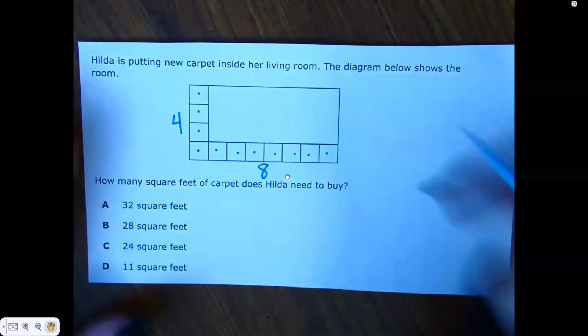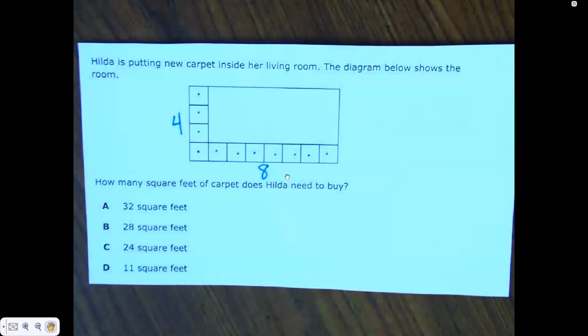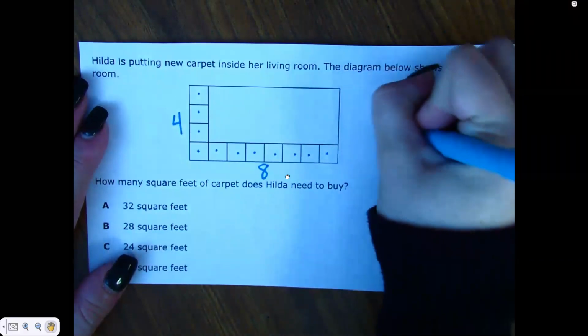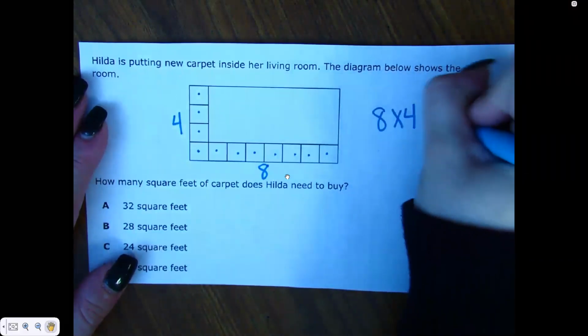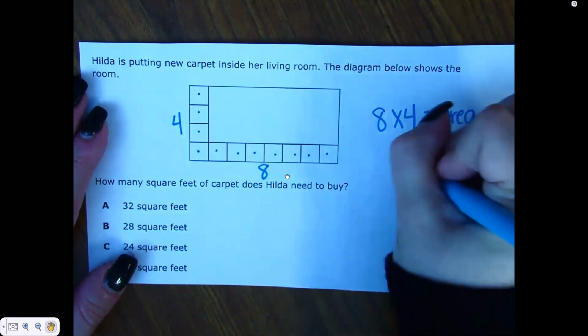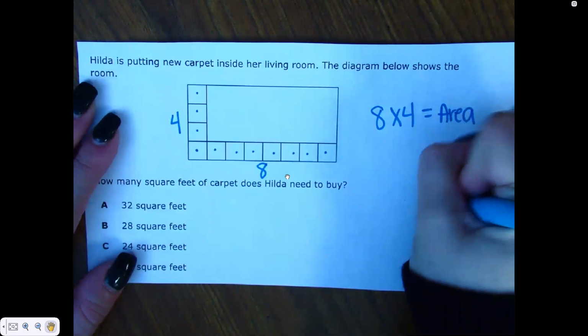So that means, what do I need to do next? Let me not tell y'all. What do I need to do next? You tell me. Kason, what should I do next? Put 8 times 4. So I want 8 times 4, and that's going to equal my area. Okay, so what is 8 times 4?